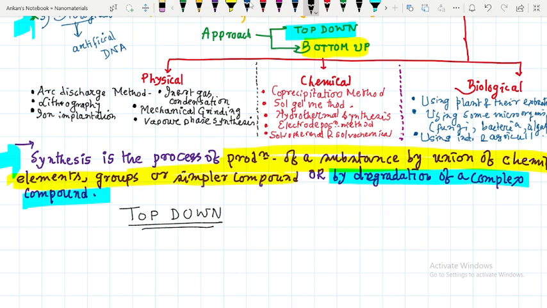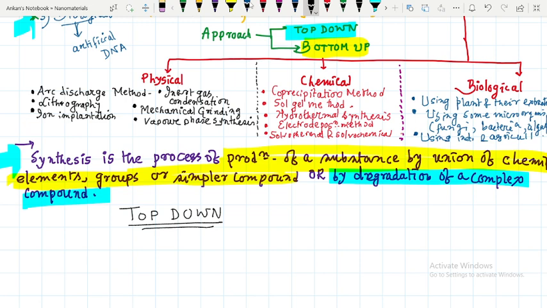Okay, conversely, the bottom up is absolutely opposite to the top down technique. Here the simpler compounds can be formed by the union of some smaller components such as atoms and molecules. These are accumulated to make some clusters, and from these clusters the nanomaterials get formed.